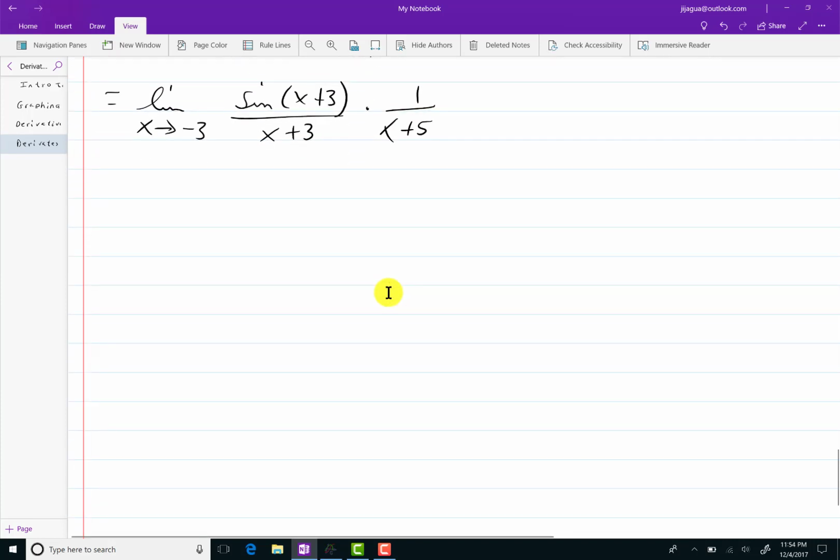The first part, sine of x plus 3 over x plus 3, the limit as x goes to -3, is equal to 1, since you have exactly the same thing in parentheses as you do in the denominator, and they're both going to 0. However, on the other piece, I can now simply plug the -3 in. So I'll have 1 over -3 plus 5, and it looks like my entire answer is 1/2.